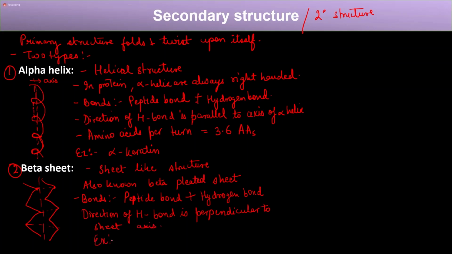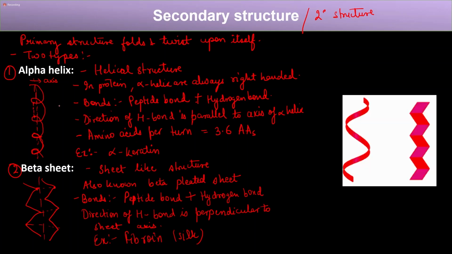And then if we talk about the example, it is fibroin. It is a protein present in silk. It is present in silk. So it is in the beta sheet conformation. So based on the secondary structures, there are two types, alpha helix and beta sheet. And you can also see the same thing via this diagram. So the first diagram here is the alpha helix. Okay, it is alpha helix. And the second diagram is beta sheet.